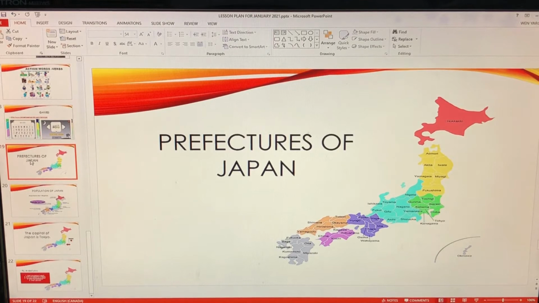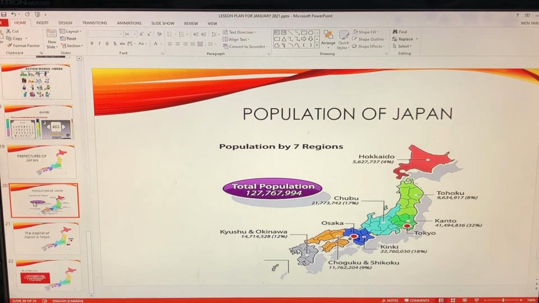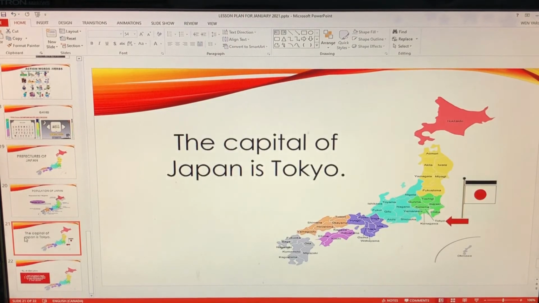What I did was Google a map of Japan in English and then title it Prefectures of Japan. Population of Japan. And this image shows the population of different regions, different prefectures. The capital of Japan is Tokyo. I downloaded a picture of the Japanese flag. Then I placed it here with an arrow and wrote, the capital of Japan is Tokyo.